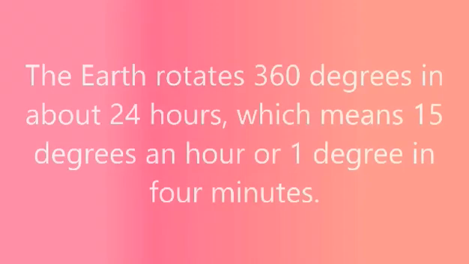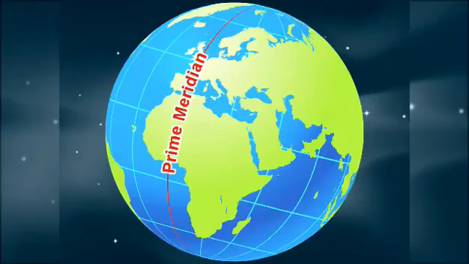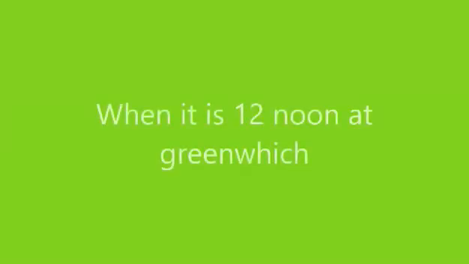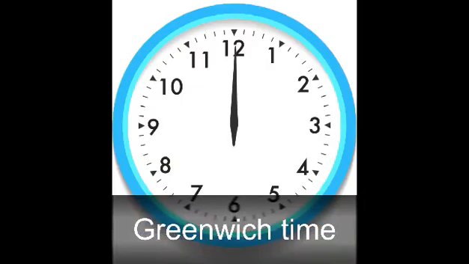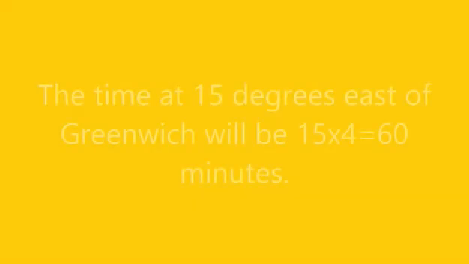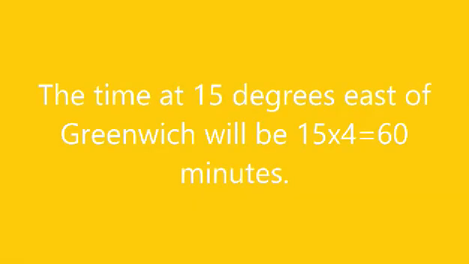The earth rotates 360 degrees in about 24 hours, which means 15 degrees an hour or 1 degree in 4 minutes. Thus, when it is 12 noon at Greenwich, the time at 15 degrees east of Greenwich will be 15 into 4 is equal to 60 minutes.